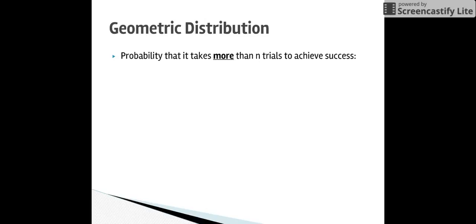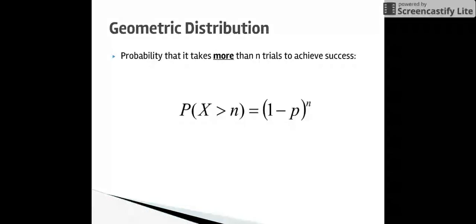Sometimes we have problems that ask us the probability that it takes more than a certain number of trials, n trials, to achieve success. In this case, we're looking at the probability that x is greater than some number. You can see that the formula there is 1 minus p to the n. In other words, however many failures we need until we reach that first success.